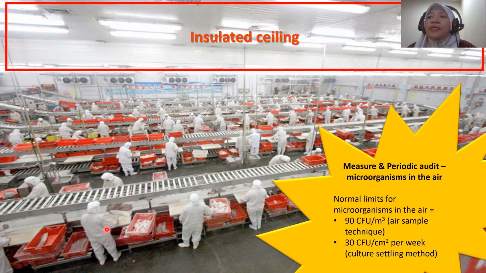So this is an example of common normal limits for microorganism in the air, which is around 90 CFU per meter cubic, by using air sample techniques. But if let's say the testing is done using a culture settling method, the normal limit is about 30 CFU per centimeter square per week. So there are a lot of guidelines, and it depends on the industries. And you need to refer to a specific document for the limits.